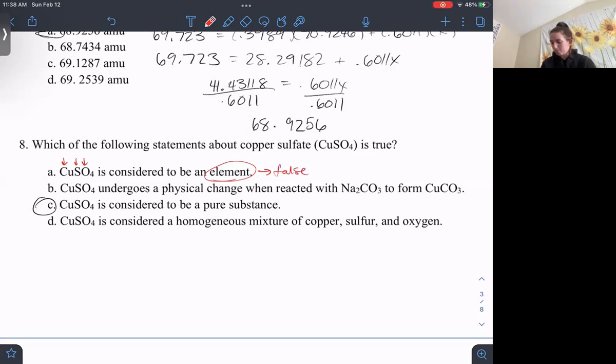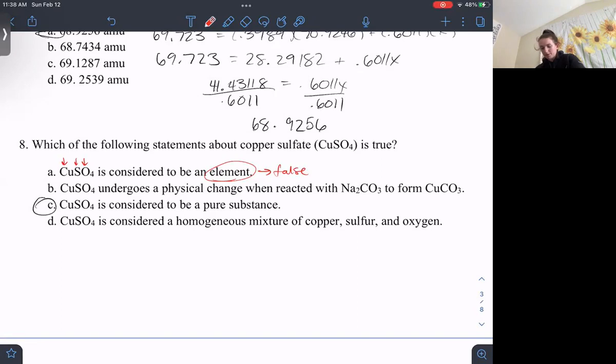We also know that whenever you have multiple elements together, this forms a compound, right? That's sodium chloride. Even sulfate, just as a polyatomic ion, is a compound. Those are no longer elements. Okay, questions there?